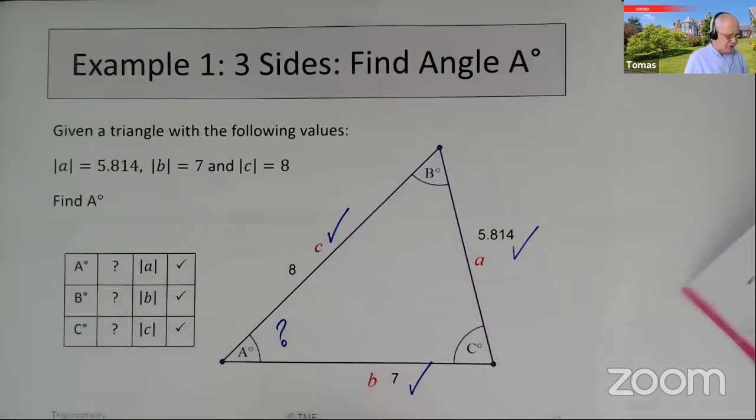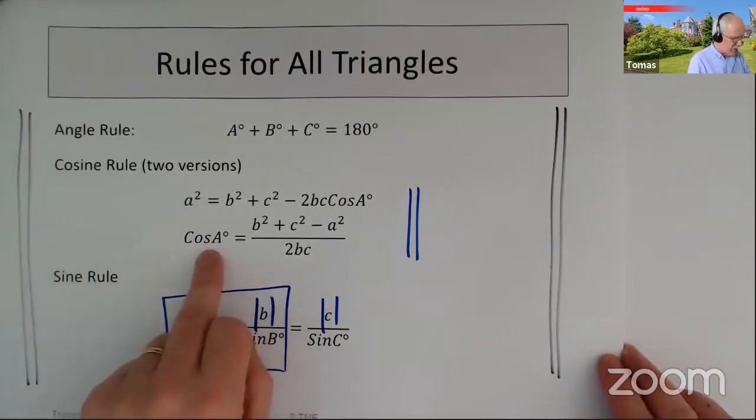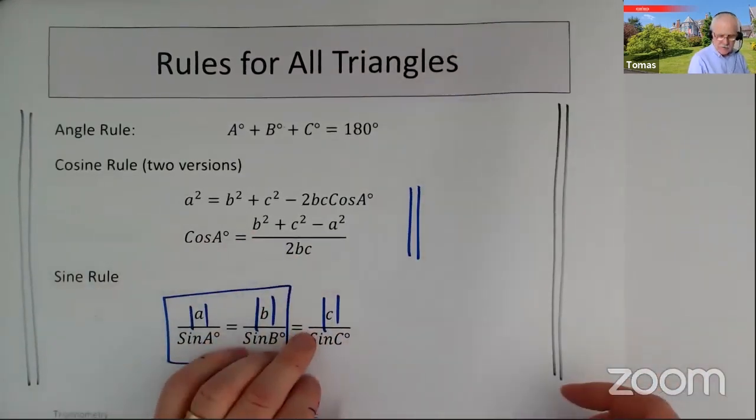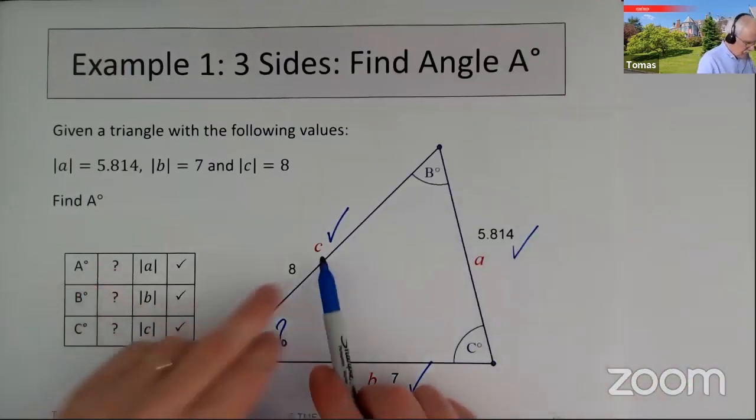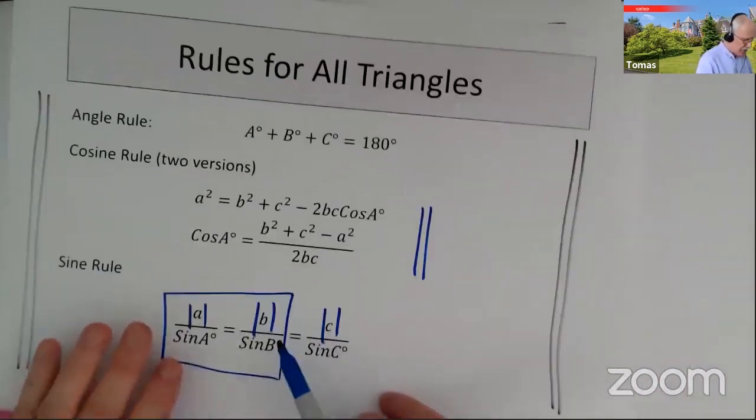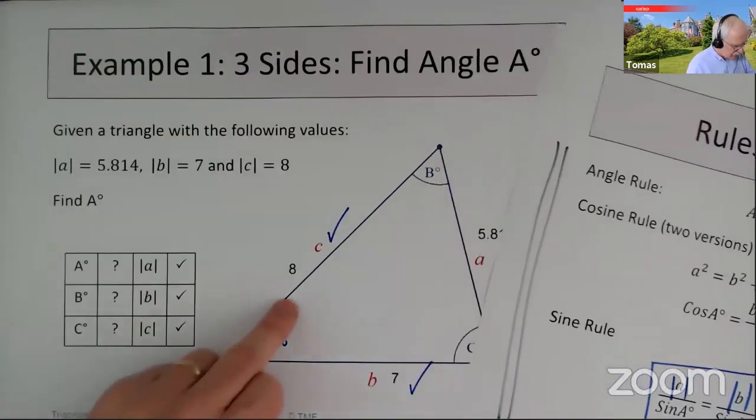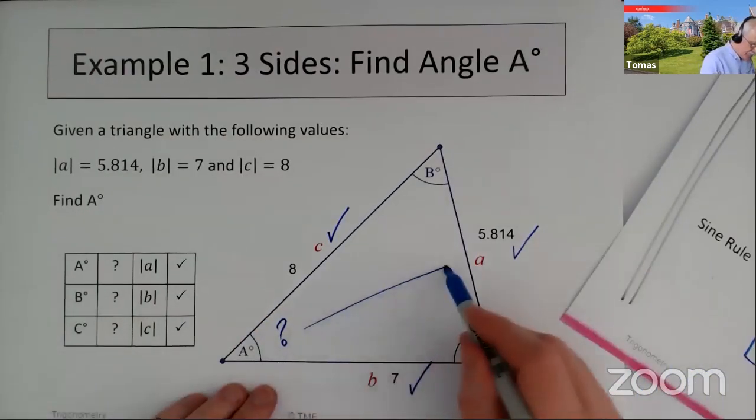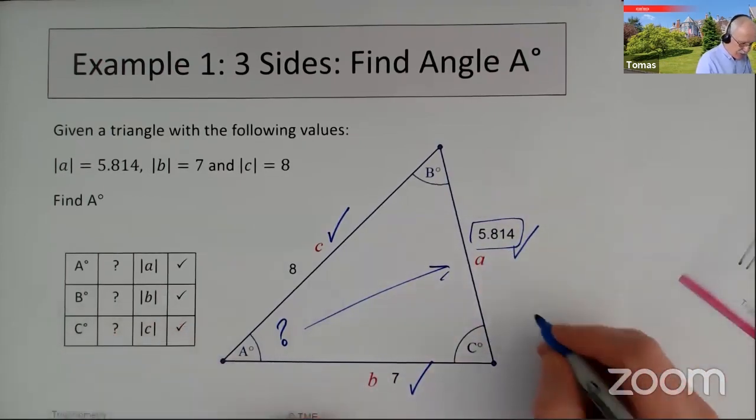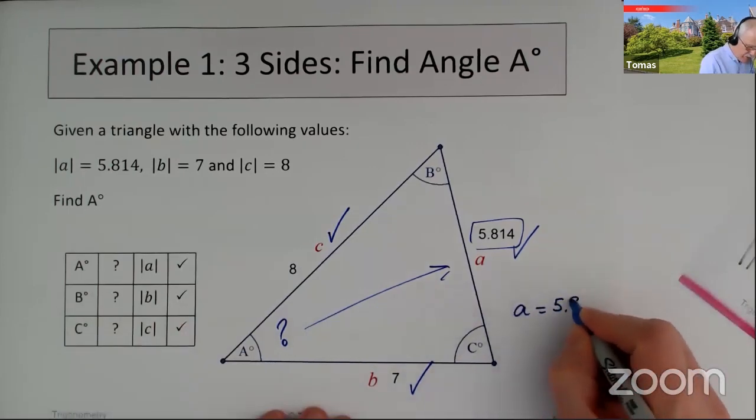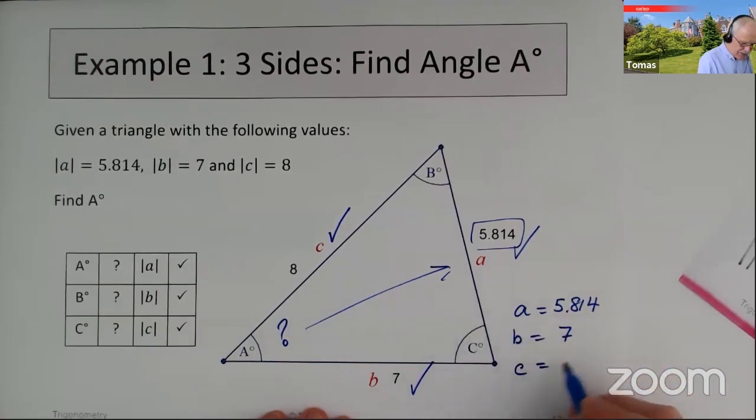So I think we can use the cosine rule, the second form of it here, cos A is this. Okay, so let's go with that. Cos A is, what does the formula say? Well, now we just transcribe it. Cos A is b squared plus c squared minus a squared over 2bc. We're looking for A, so A must be here, so we don't confuse it. That's A, 5.814. So really we should write down A is 5.814, B is 7, and C is 8.